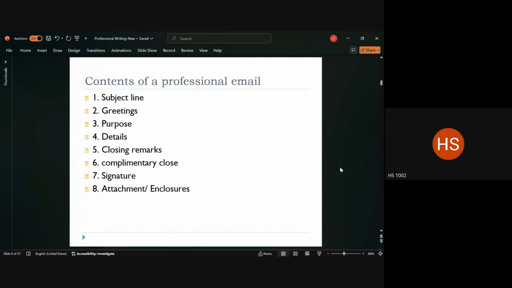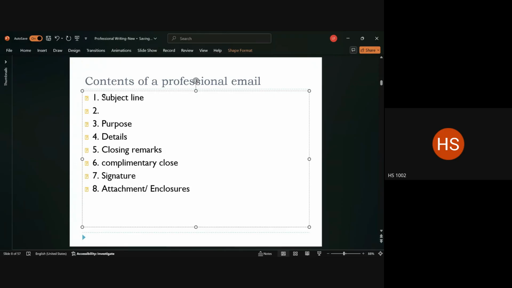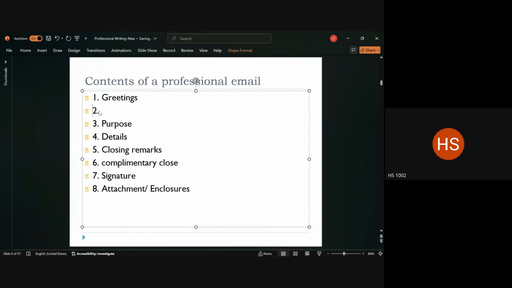Anyway, so that is about the general etiquettes of email writing. Now we are going to talk about the actual contents of a professional email, right? So in a professional email, what you're going to see is the 1 and 2 you can reverse in its order actually. I think it should actually begin with the greetings, right? And the subject line should follow that.